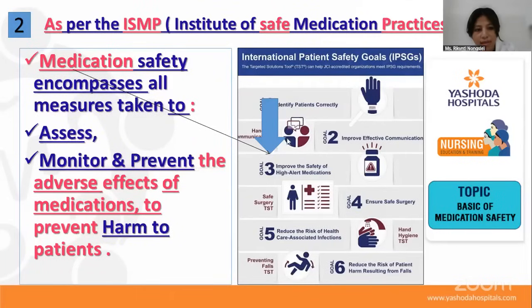So here we have the 6 goals, as we have mentioned: identify the patients correctly. When we identify the patients, we should collect the full name of the patient, the middle name, the last name, and compare with the tag of the patient. Then improve effective communication, especially hand-off communication. We have to provide accurate information to the person who is receiving the information for the care of the patient, as well as improve the safety of high alert medication.